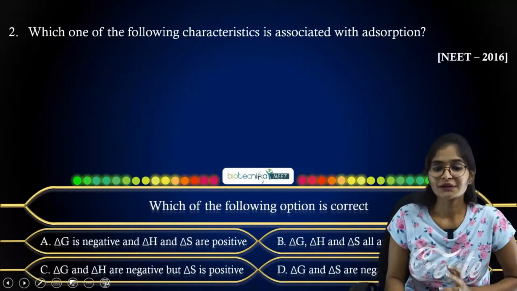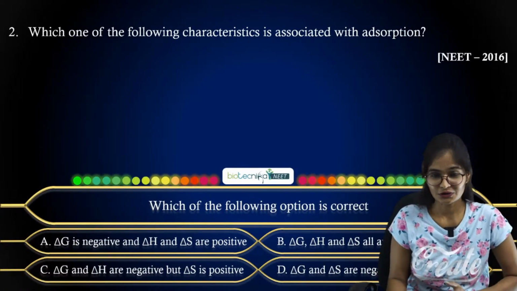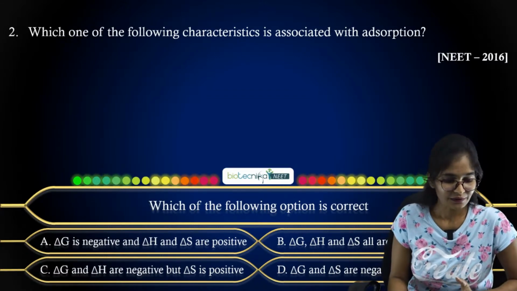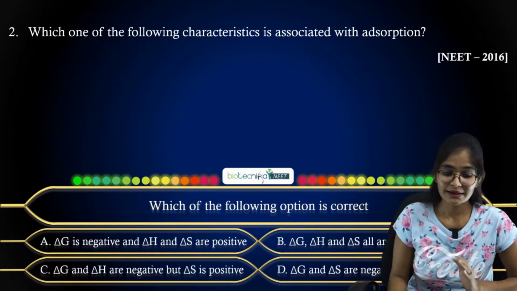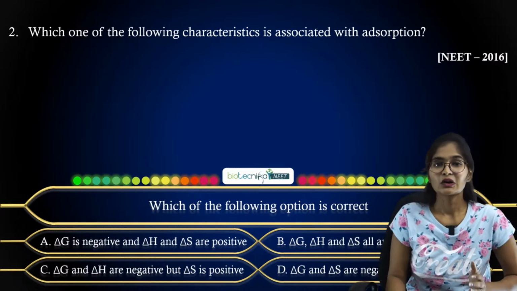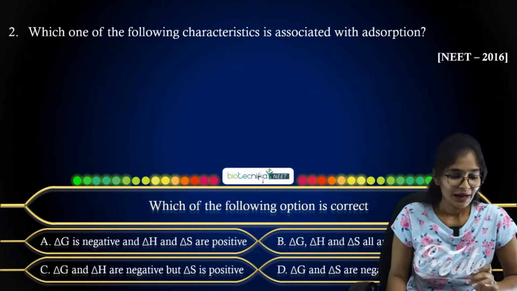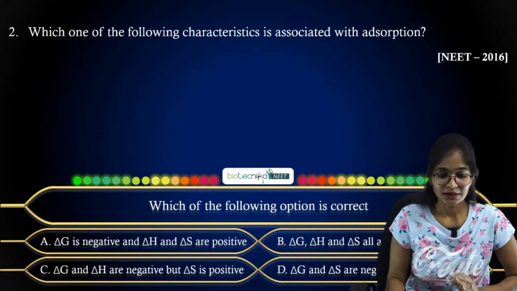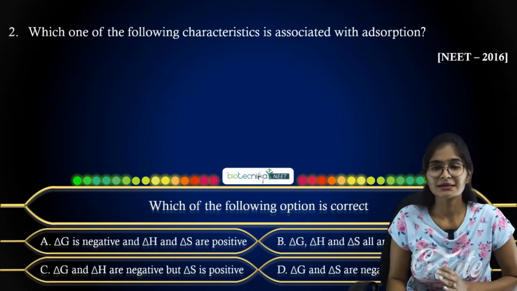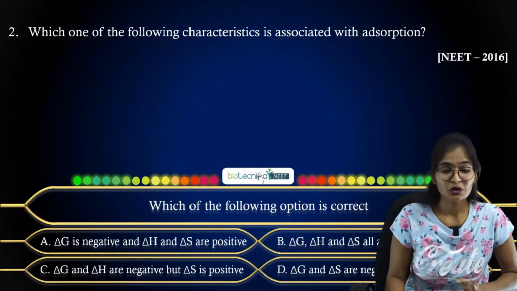Okay, coming to the next question: which one of the following characteristics is associated with adsorption? The question is based on adsorption. Now you have to pick one option. Option A: delta G is negative and delta H and delta S are positive. Option B: delta G, delta H and delta S all are negative. Option C: delta G and delta H are negative but delta S is positive. Option D: delta G and delta S are negative but delta H is positive. Which option do you choose for the adsorption process?